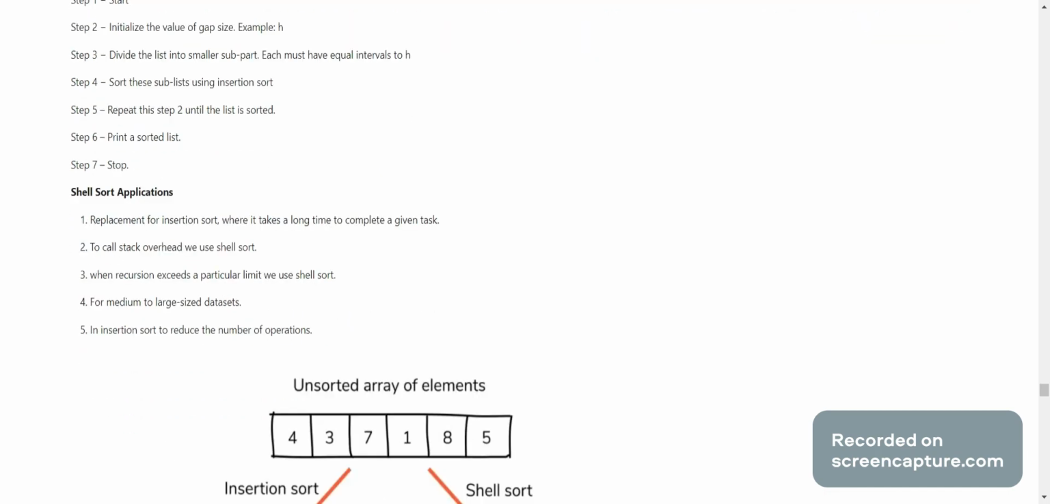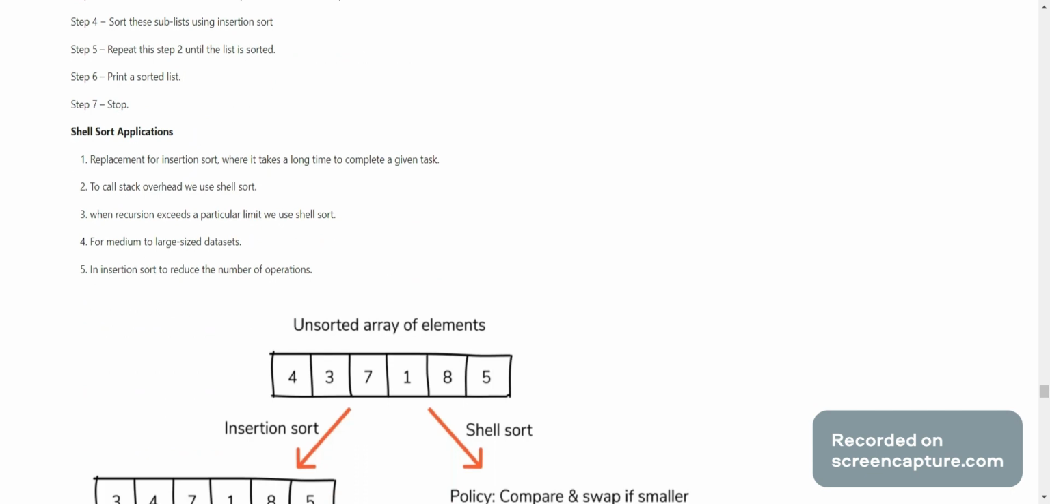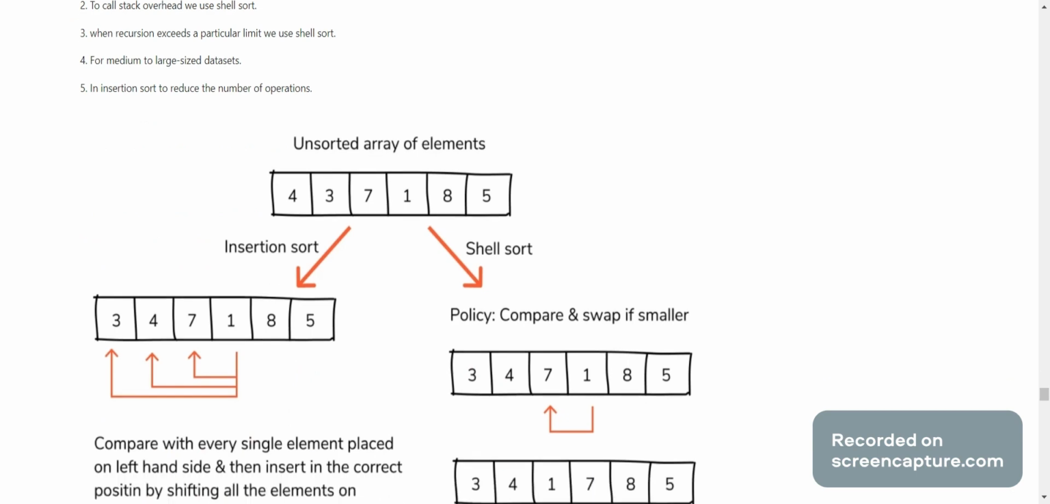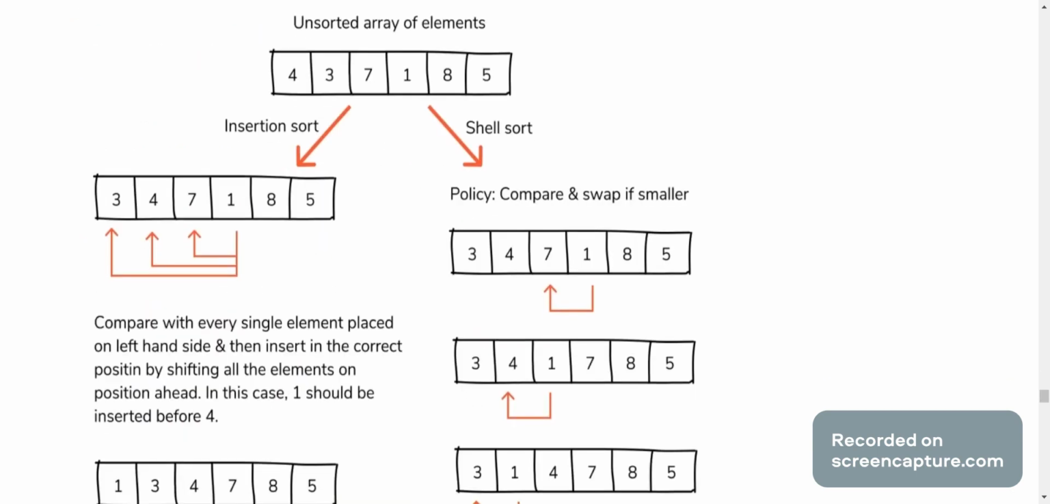Now, moving on to the applications of shell sort. Applications: the replacement for insertion sort, where it takes a long time to complete a given task. Then you can use this to reduce call stack overhead. And when recursion exceeds a particular limit, we use shell sort. And you can use it for medium to large size data sets. And in insertion sort, you can reduce the number of operations, making the sorting algorithm have fewer steps than there otherwise would have been.